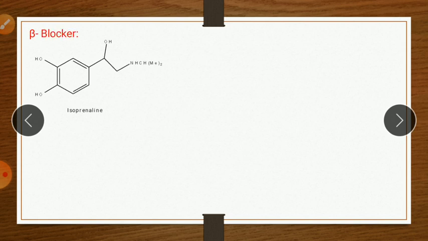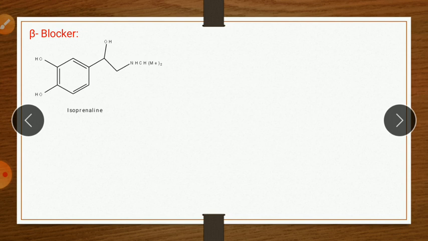So as we know, the adrenergic or sympathetic system has two receptors, alpha and beta receptor. So these are the agents which block the beta receptor. So it is called a beta antagonist or beta blocker.